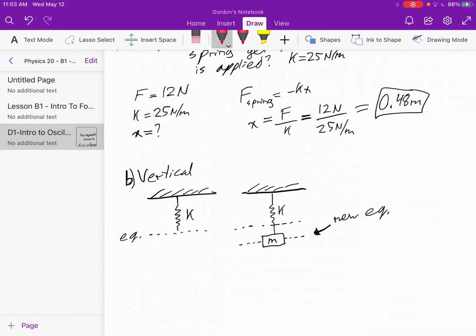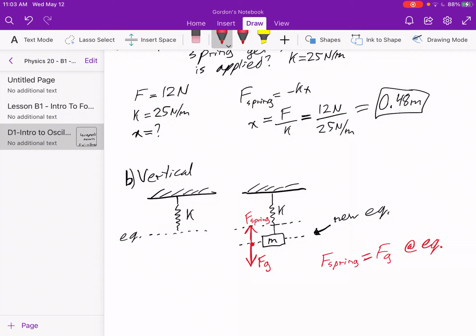So we can figure out where this new equilibrium point is by just drawing a little free body diagram. I'll just draw it on the side. So obviously we've got the force of gravity pulling us down. We've got a force from the spring pulling it back up. And anytime we're in equilibrium, that means we aren't changing. So really, if you have a vertical spring system, then the force of the spring is going to be equal to the force of gravity at equilibrium.